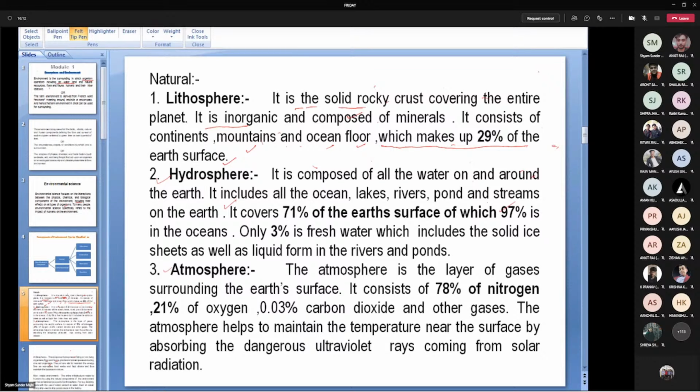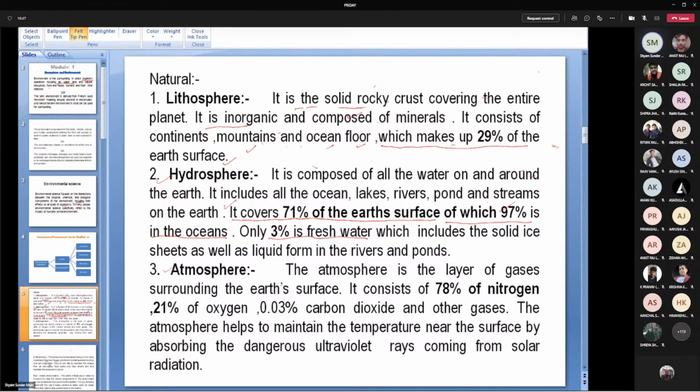Okay. Now I am going to the hydrosphere. Mainly look here, this is a very important point. It covers 71% of the Earth's surface. That is the first point. Of which 97% is in the oceans, and only 3% is fresh water, which includes the solid ice sheets as well as liquid form in the rivers and ponds.